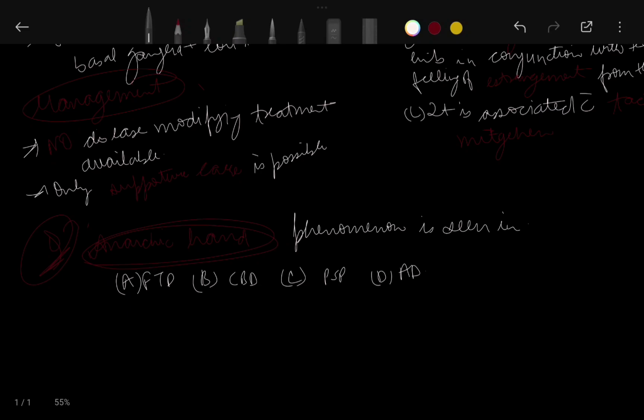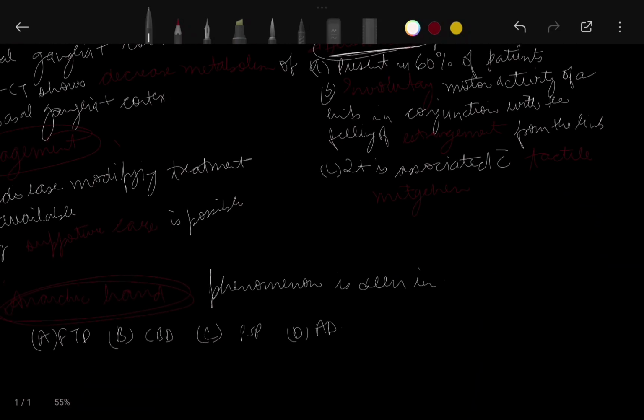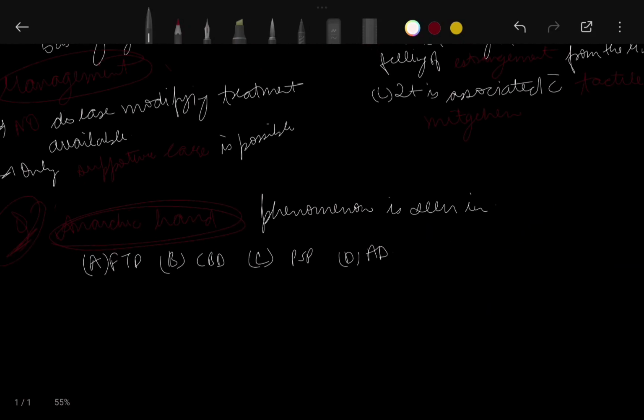Now, what is an anarchic hand or alien hand? We studied this earlier over here. Alien limb phenomenon: when the alien limb is related to a specific organ such as the hand, it can be called anarchic hand. So the correct option is CBD. It is another name for alien hand phenomenon. The most common answer is CBD. It can also occur in other diseases.